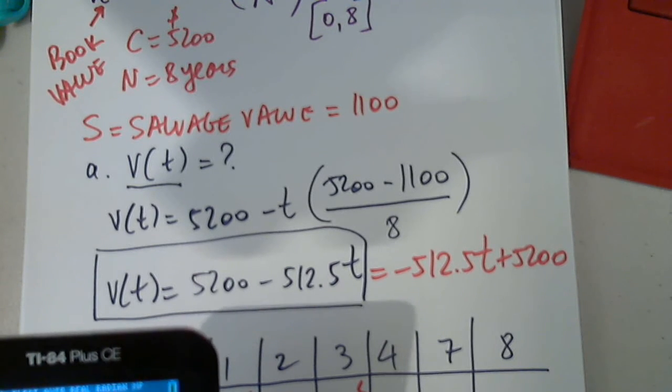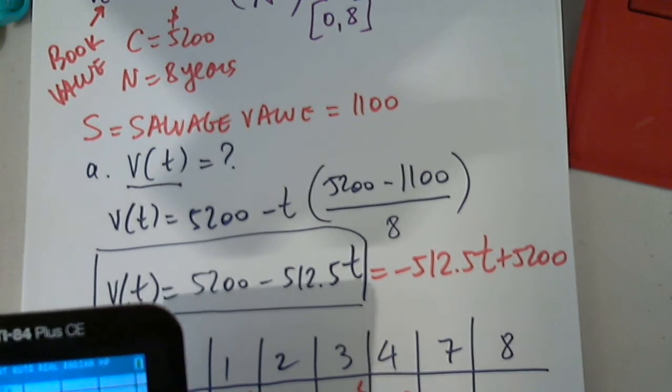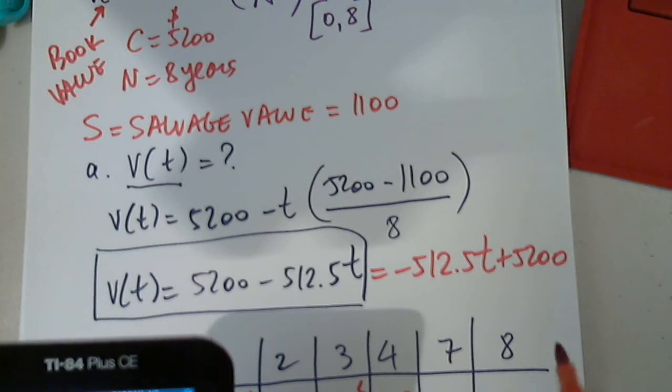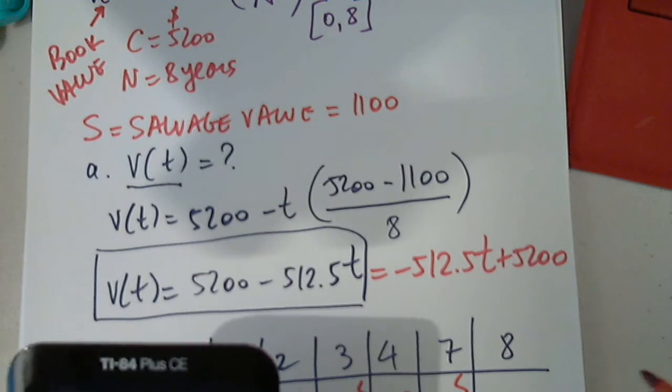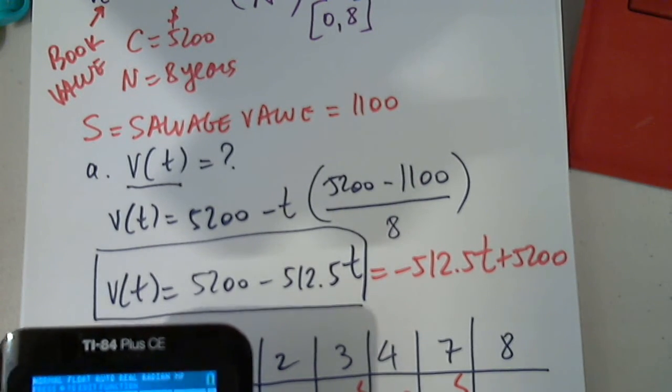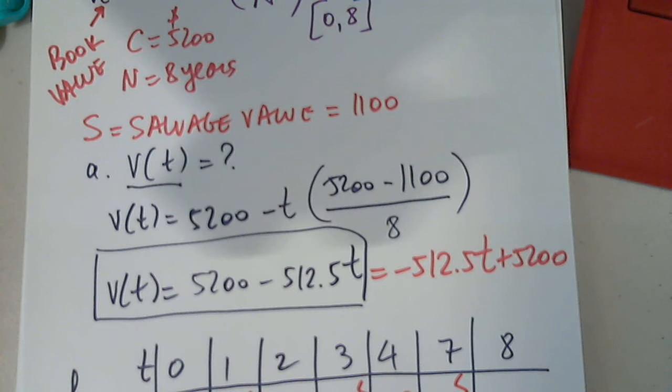So 4 gives us 3150. And 7, it gives us 1612.5. And of course, 8 has to give us 1100. Otherwise, the function has a flaw. Any questions so far? Any questions?